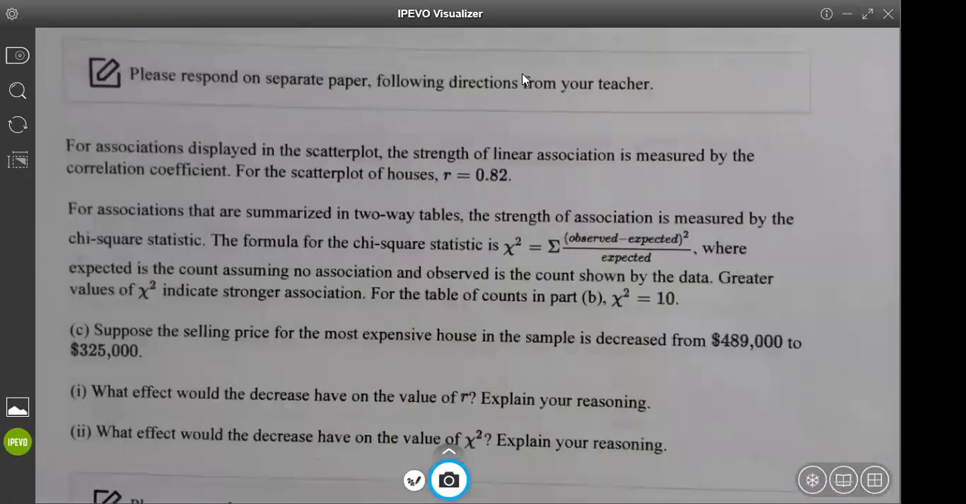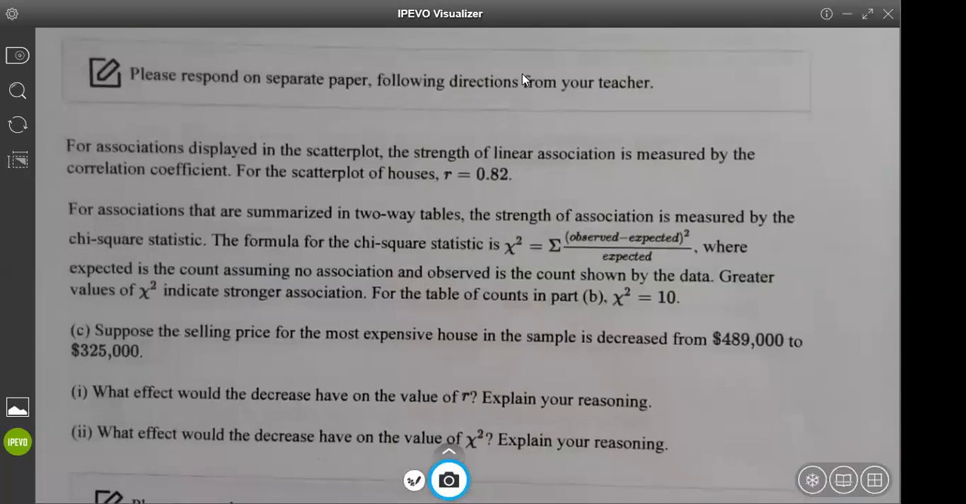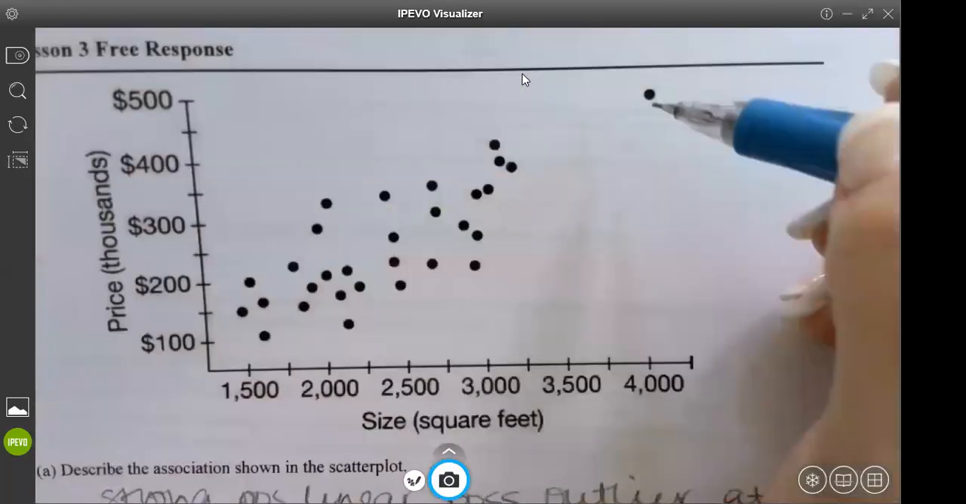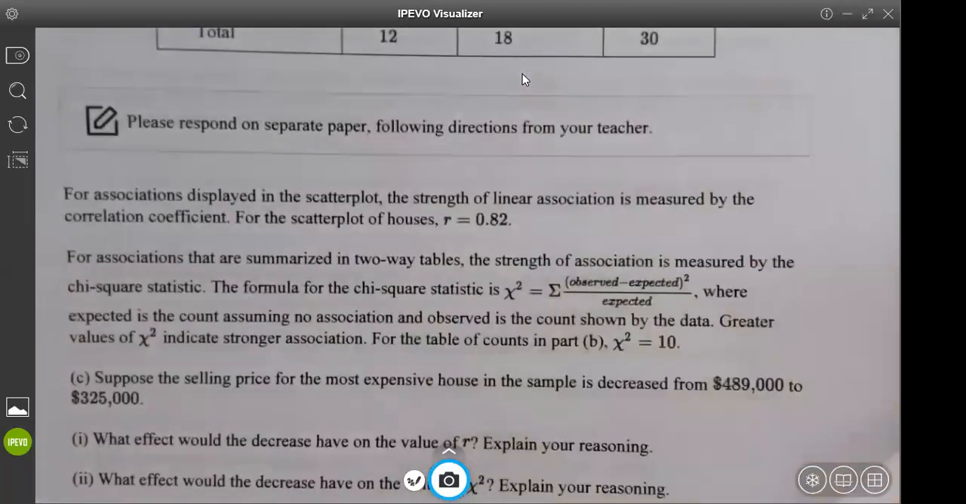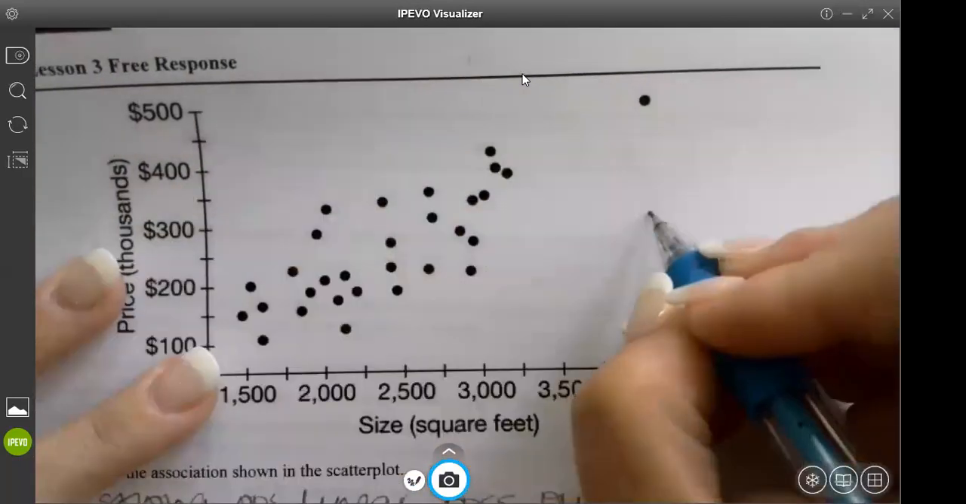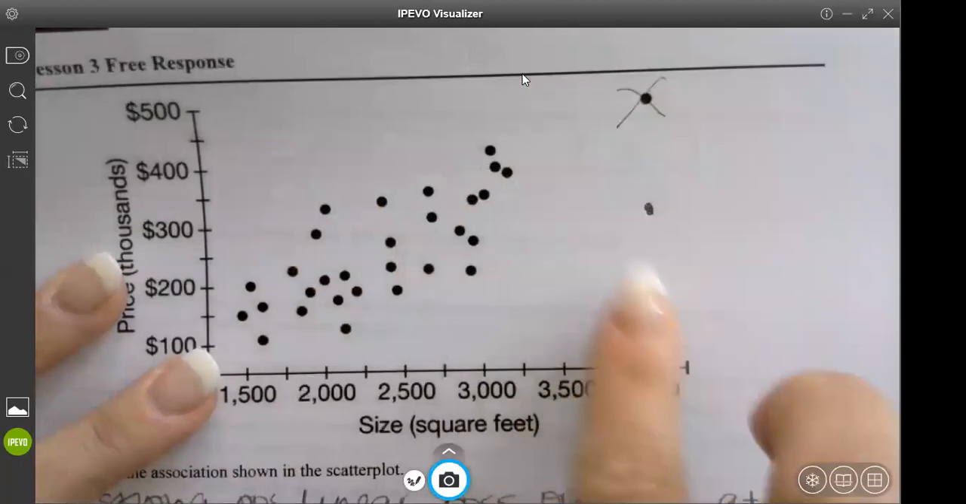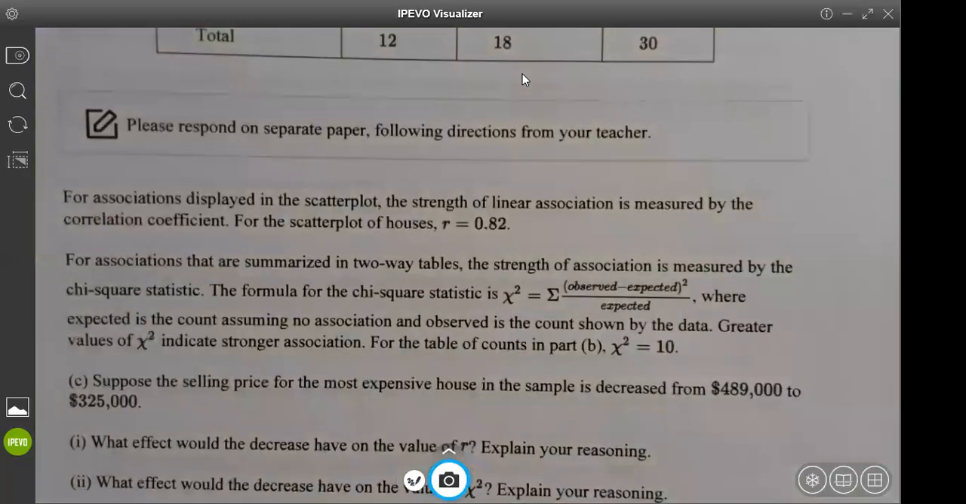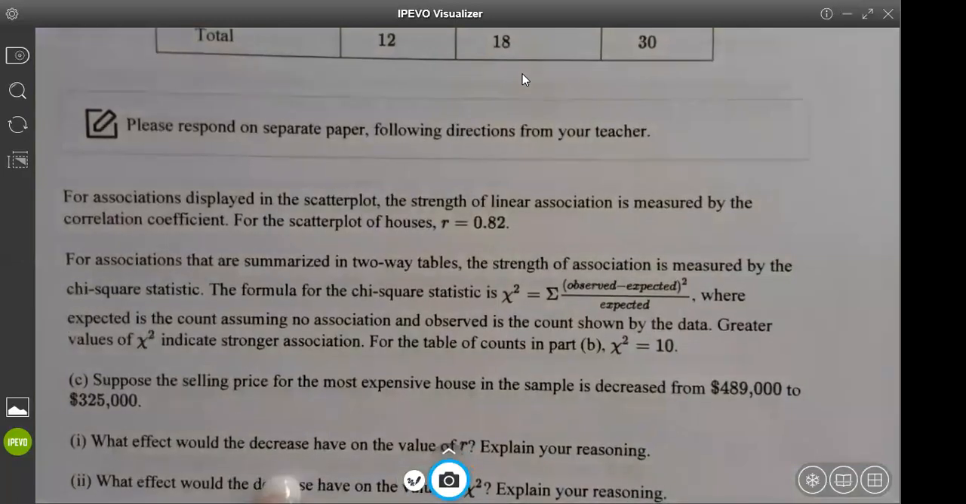Suppose the selling price for the most expensive house in the sample is decreased from $489 to $325. So if I go back, and I hate that these are on different pages, so this most expensive house is at $489. Remember we said it was right at 500. It is decreased to 325. So like right here, this one would go away and this one would come in. What would it do? What effect would the decrease have on the value of R?